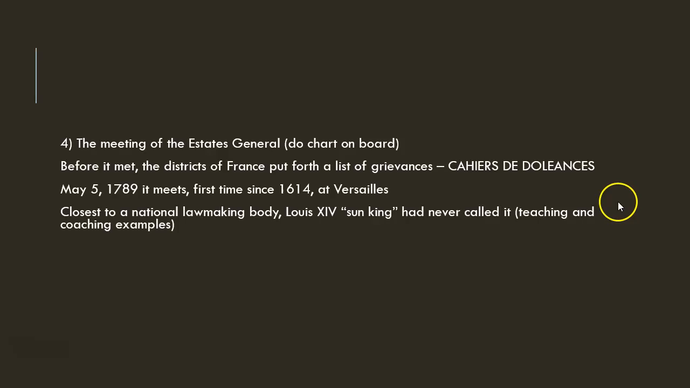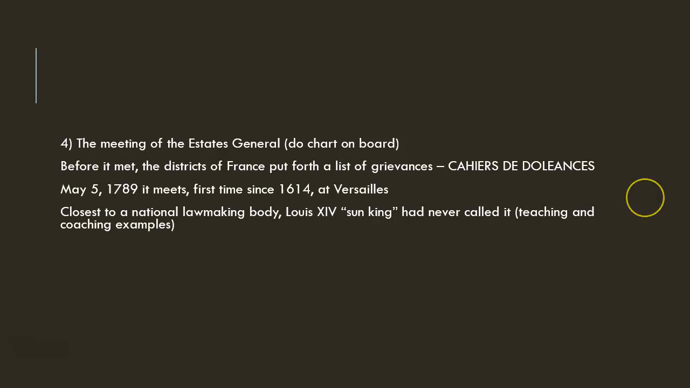Anyway, we've already talked about the Estates General. So it meets on May 5th, 1789 for the first time since 1614. I haven't done the years there, but it is over 100 years. And it's the closest thing they have to a national lawmaking body.